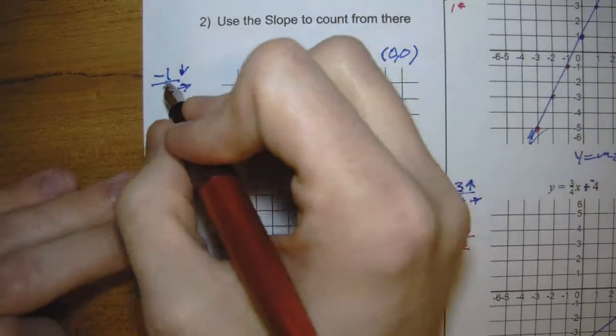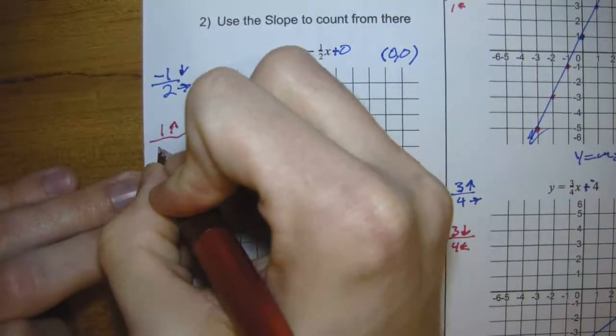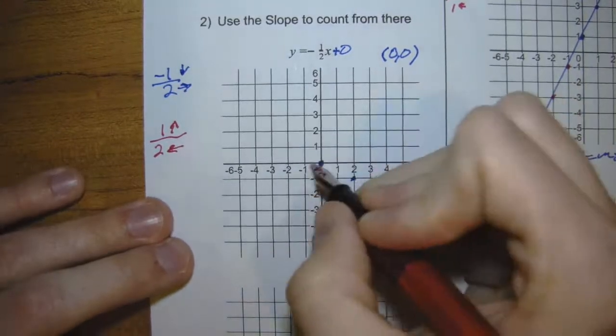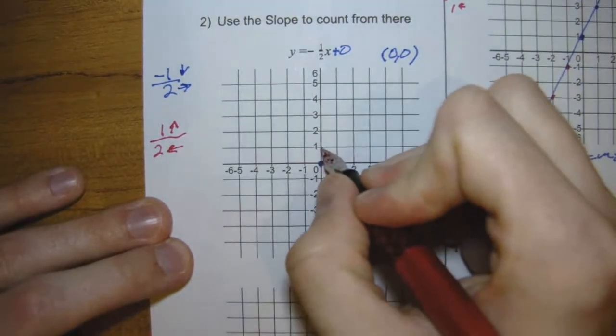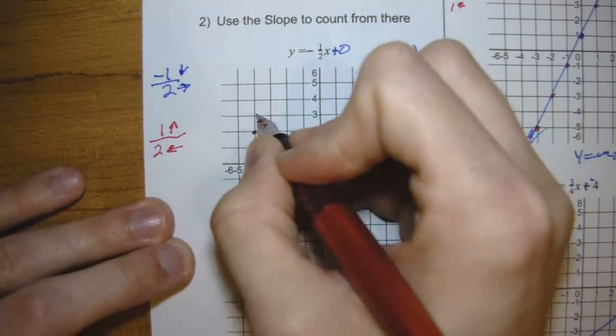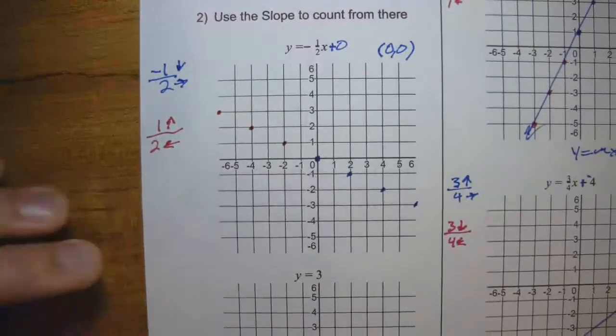So instead of going down 1, we're going to go 1 up, and we're going to go 2 to the left. All right, so that'll get us the other way. So starting from the origin, we're going to go up 1 and then left 2. Up 1, left 2. Up 1, left 2. And then that lets us finish out the line so we can fill up the page.